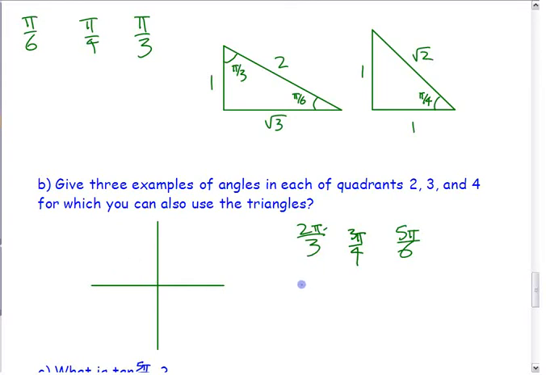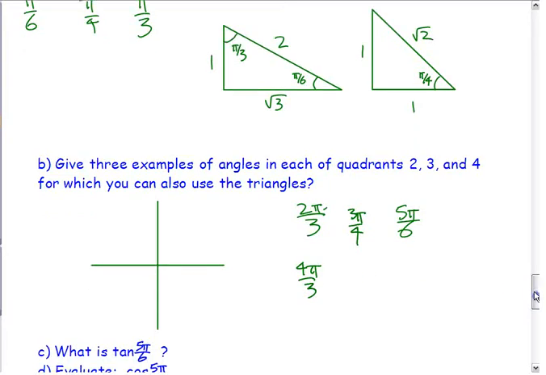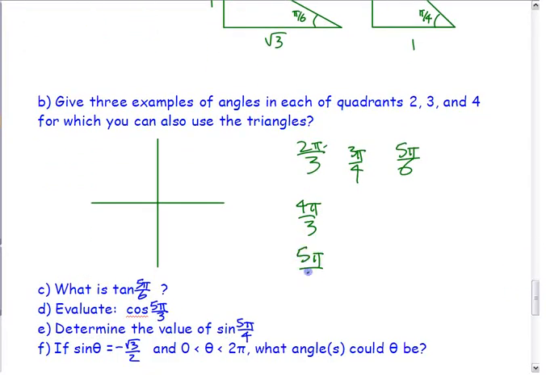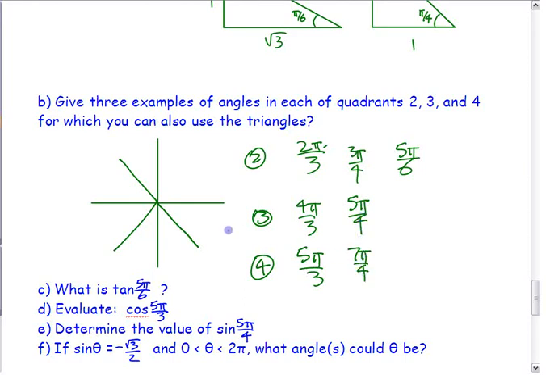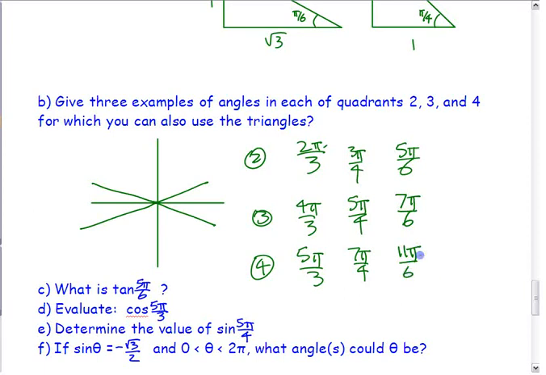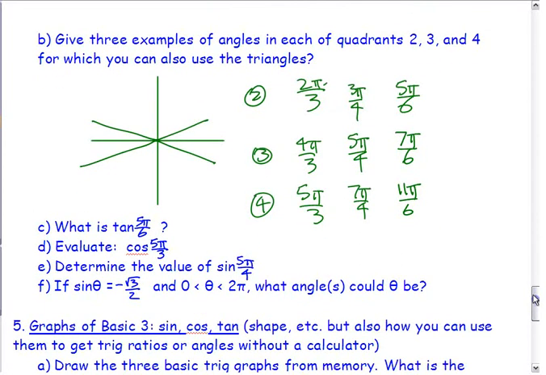You can have 2 pi over 3, 4 pi over 3, and 5 pi over 3. So that's for quadrant 2, 3, 4. Related to pi over 4, you're going to have 3 pi over 4, 5 pi over 4, 7 pi over 4. And then for the ones related to pi over 6, that's 5 pi over 6, 7 pi over 6, 11 pi over 6. Right, all those angles that have those basic ones as reference angles.